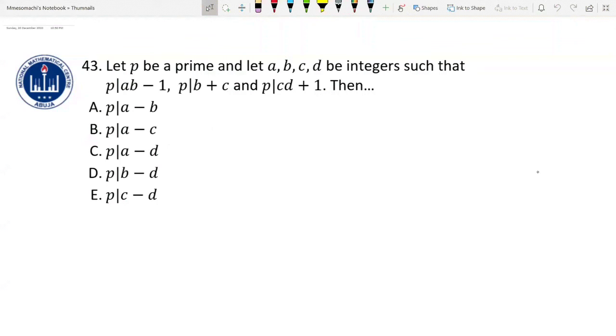So we'll be discussing the next number theory problem in the series. That is number 43 from the just concluded Nigerian Mathematics Olympiad, the first round for the senior category.